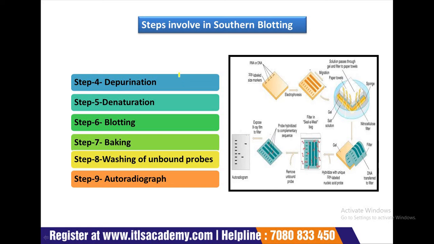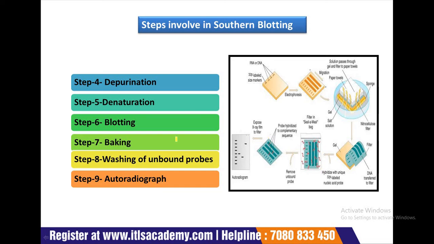So the next step is denaturation. DNA is then denatured with a mild alkali such as an alkaline solution of NaOH. This causes double stranded DNA to become single stranded DNA, making it suitable for hybridization. DNA is then neutralized with NaCl to prevent rehybridization before addition of the probe.